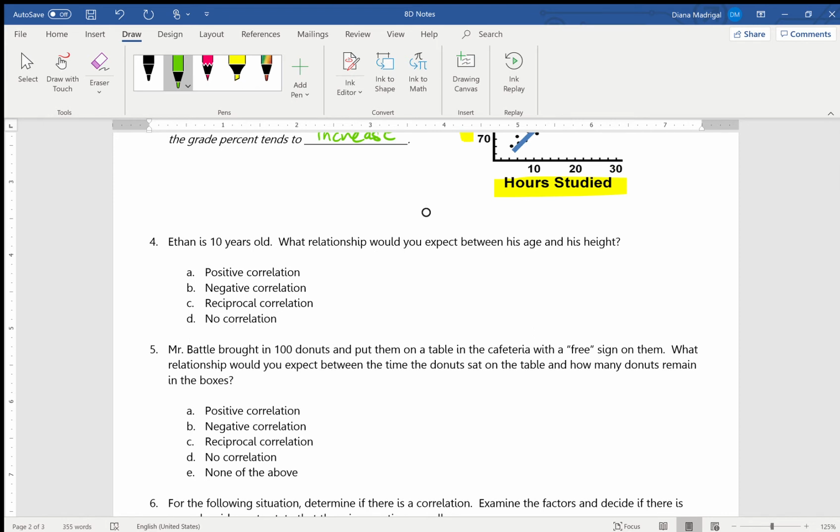What relationship will you expect between his age and his height? So the two variables we're looking at are age and height. You have 4 different options. What do you think?